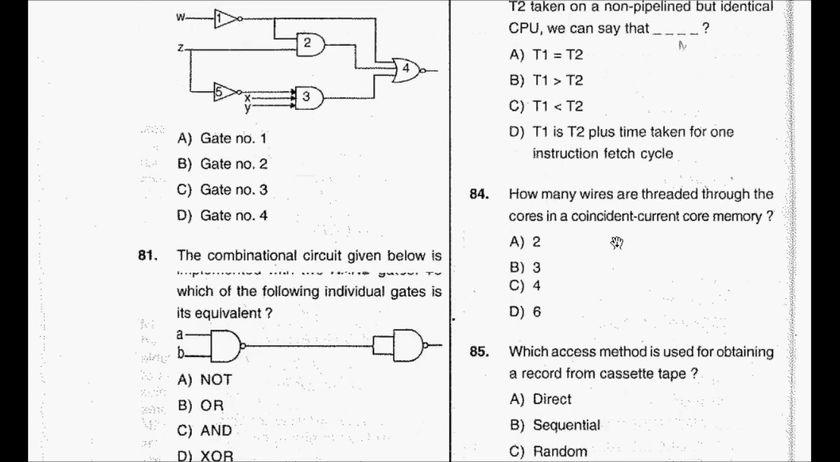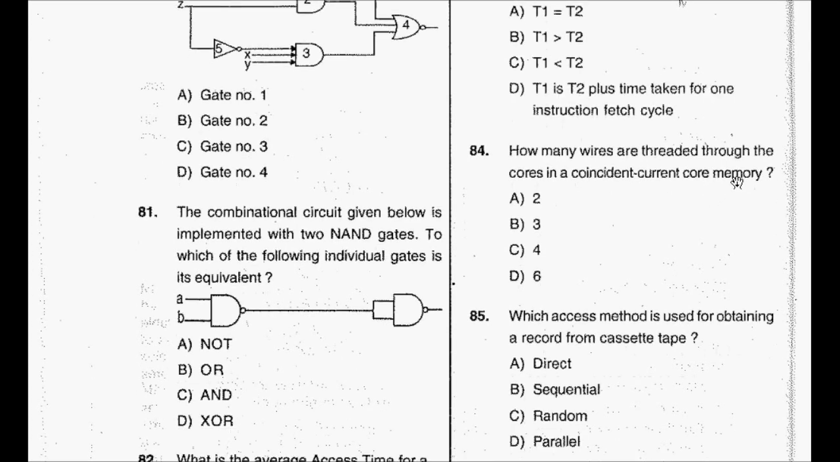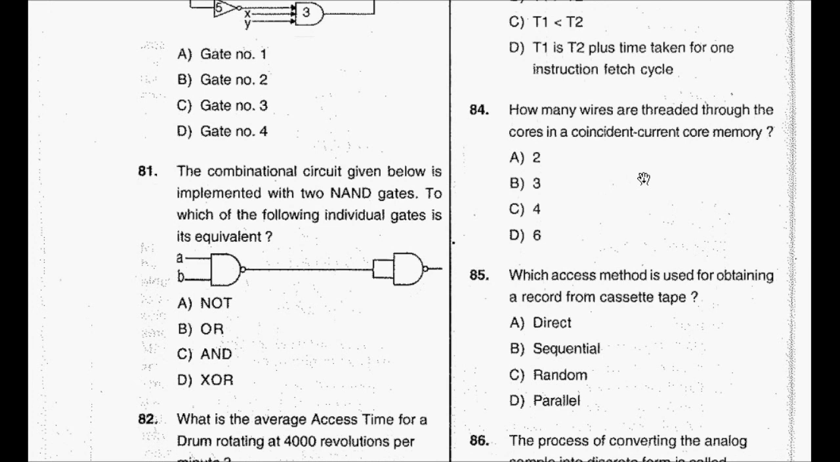So next is, how many wires are threaded through a core in a coincident current core memory? Coincident current core memory is a random access memory which was used in the 1955 to 75 era, and there you have two wires threaded through it, which are connected to the random access memory for reading and writing operations separately. So the answer is 2 here. This is a tough question, and I also read it and then I'm telling you. It can be answered if someone has read those server side storage subjects.